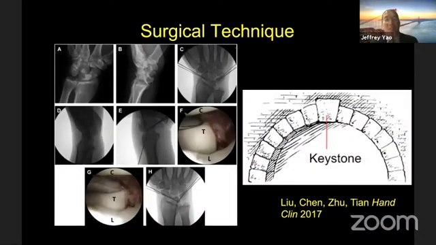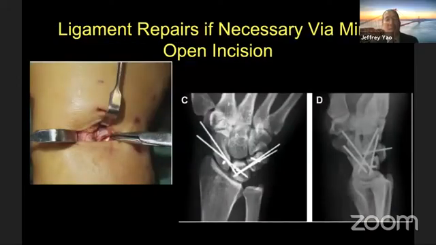These are some images from Lubo's paper with the surgical technique. And remembering that the lunate is the keystone to which the rest of the carpus is reduced. Now, the difference here is Lubo advocates for ligament repairs if necessary via mini open incision. I would say that I adopt this technique. I have not fully adopted the pinning only technique, although the papers as described before show promising results with just pinning alone.